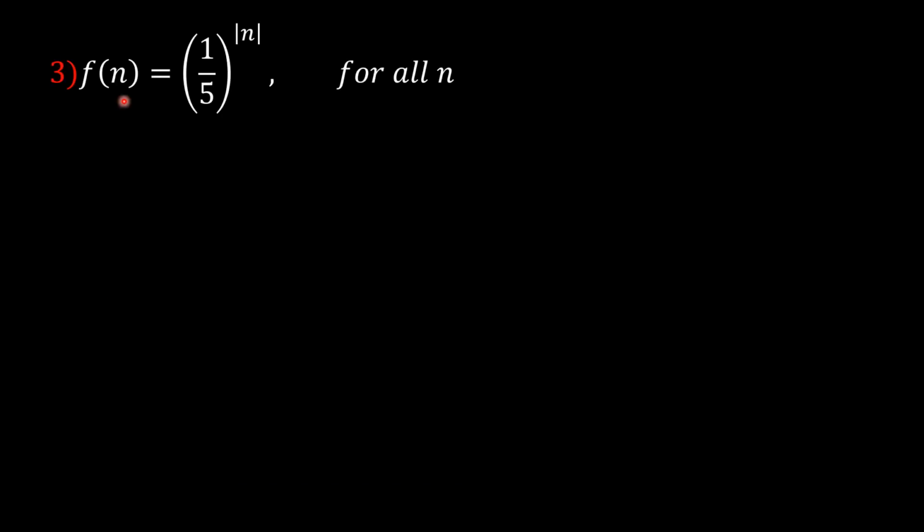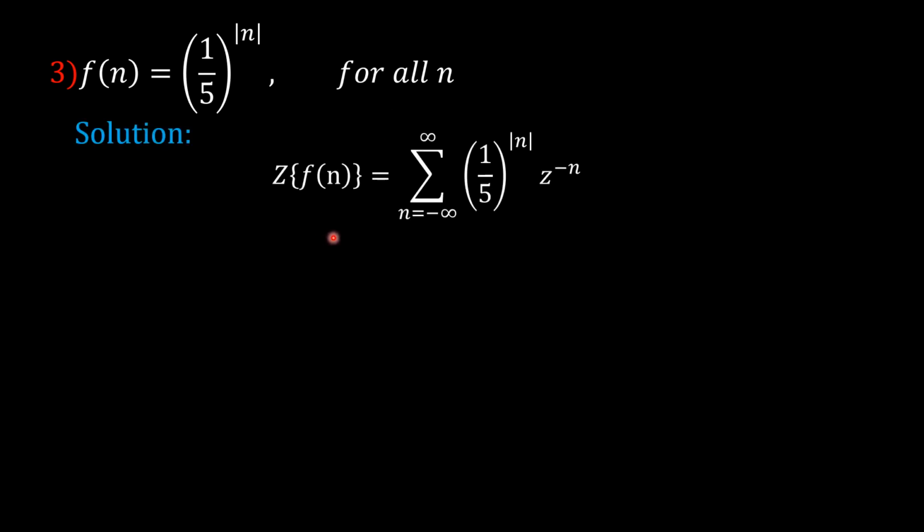The next example is the sequence whose general term is f of n equal to 1 by 5 raised to mod n for all n. Solution. Using the definition of Z transform, we get Z transform of f of n equal to summation n from minus infinity to infinity 1 by 5 raised to mod n into z raised to minus n.